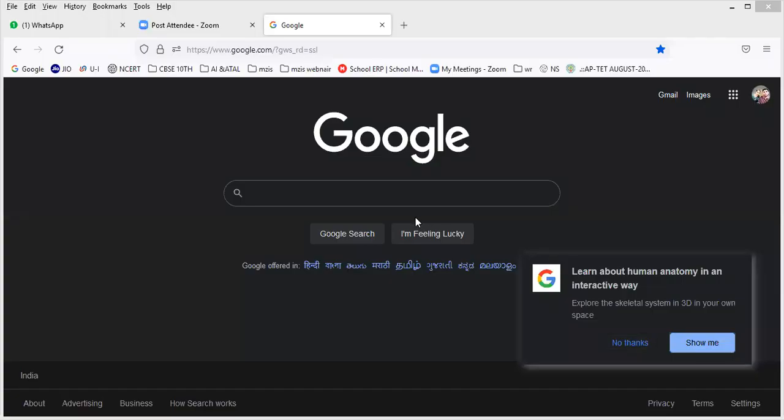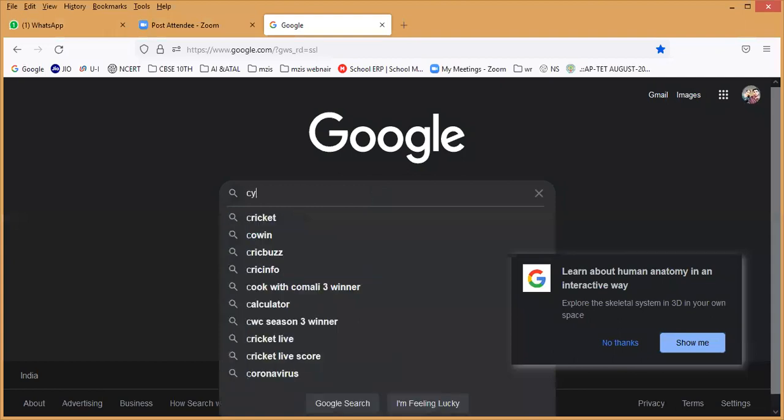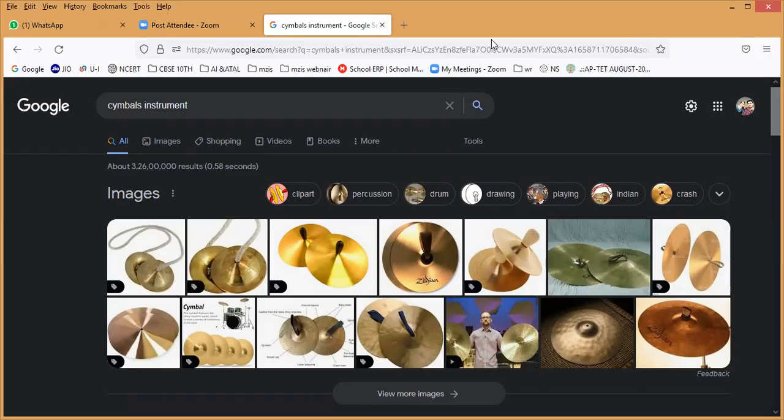Let's see that. Cymbals. Okay, so these are cymbal instruments. Do you all know temples? You can see this one. This is what is called cymbals. So is it made of metals or non-metals? Metals, because they are sonorous.